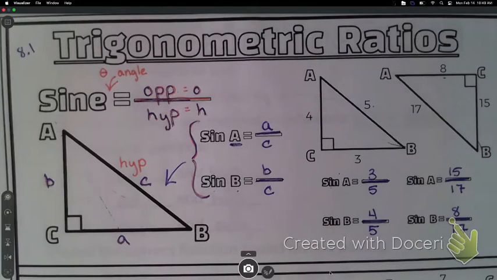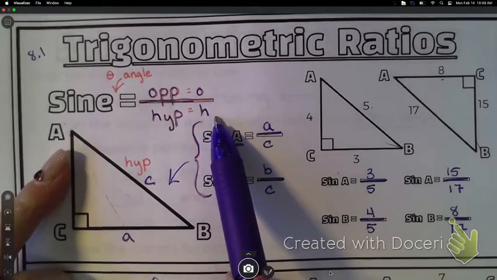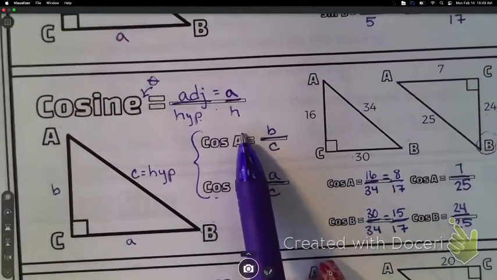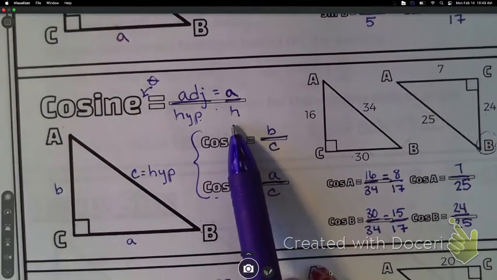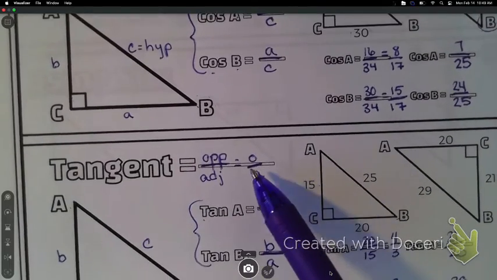Okay, so 8-1, last week we went over sine, cosine, and tangent. So I'm just going to quickly review. Remember, sine of an angle was opposite over hypotenuse. Cosine was adjacent over hypotenuse. We used A and H, right? And tangent was opposite over adjacent.